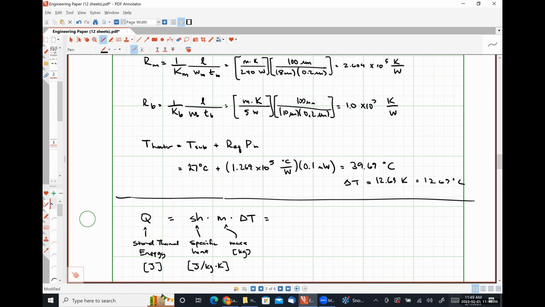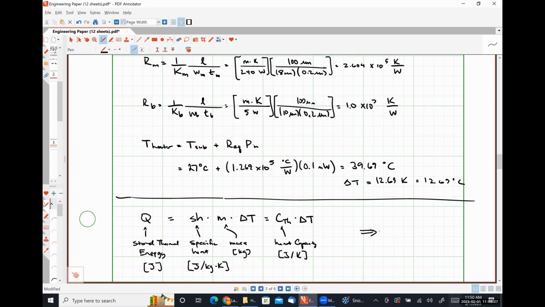Well, specific heat times mass is the heat capacity, measured in joules per Kelvin, of the medium times our change in temperature. So this heat capacity in a thermal system is analogous to capacitance in an electrical system.